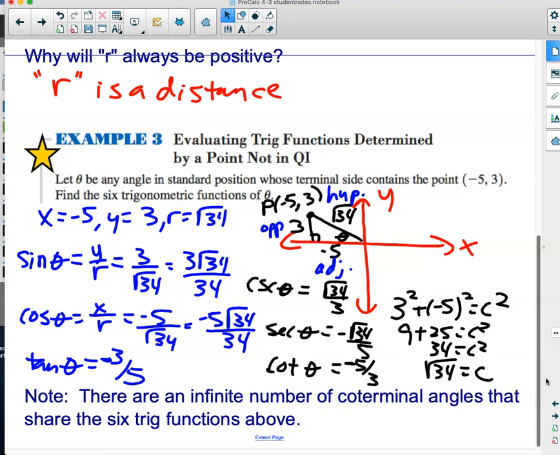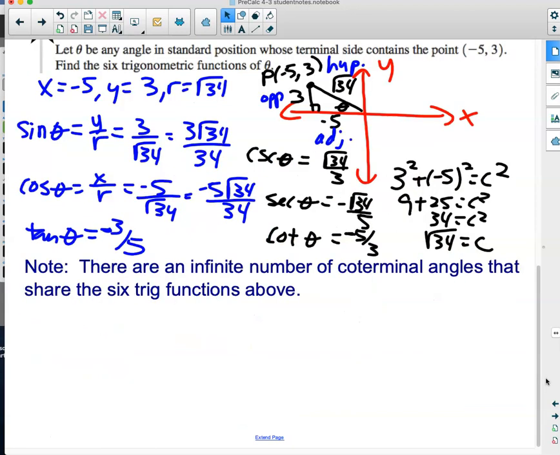And like I said, right now we have choices because we definitely like that picture for thinking about SOHCAHTOA, but we also could use the coordinate trig. We will not have that choice when we're talking about the quadrantal angles. So note, there are an infinite number of coterminal angles that share the 6 trig functions above, because we can write an infinite amount of coterminal angles that would land in that same spot.